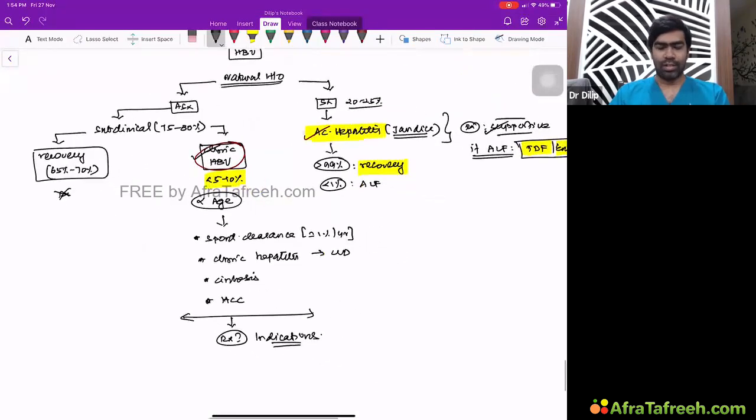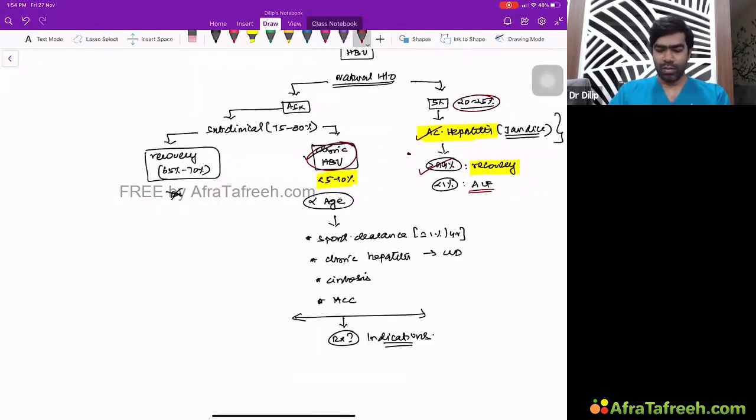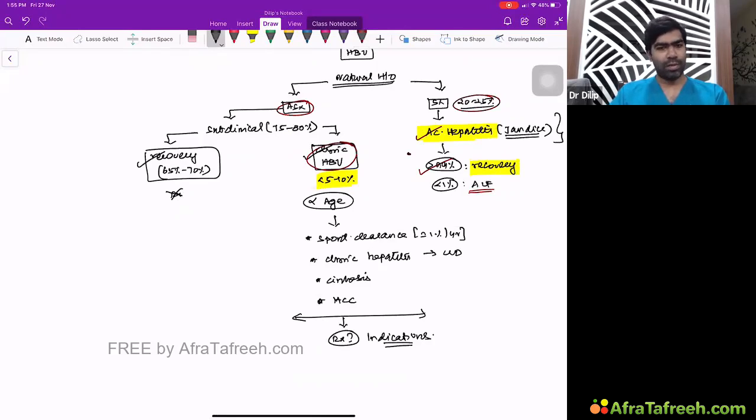So this is the natural history. Remember, very few go for acute hepatitis and most of them will recover. Very few go for ALF, and you know how to treat a patient with ALF, with tenofovir or entecavir. Most of the patients will be asymptomatic, or they will have very mild symptoms like flu-like symptoms, a prodrome. Most of them from subclinical infection will recover, 65 to 70%. Very few may go for chronic hepatitis B virus.